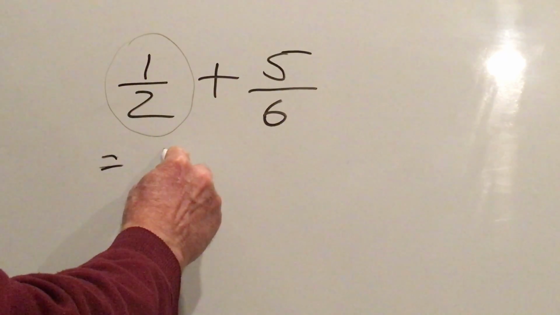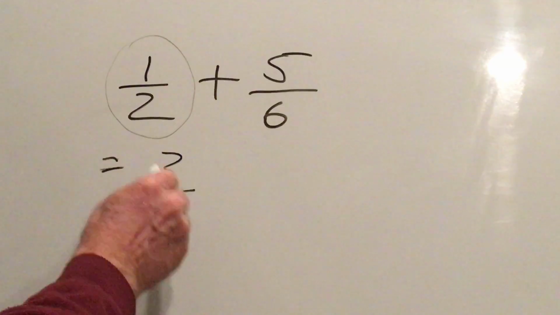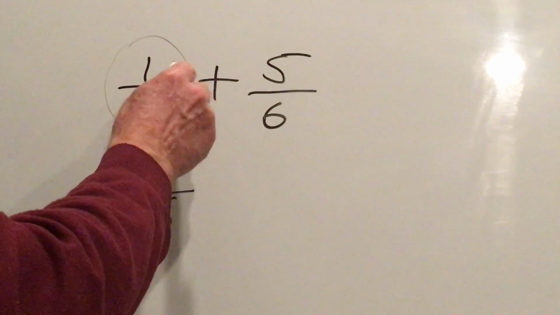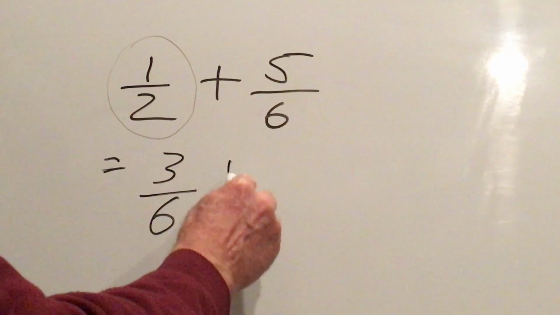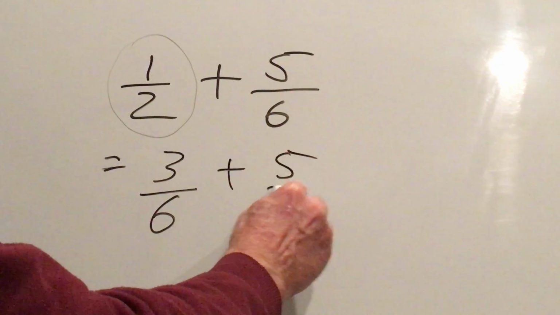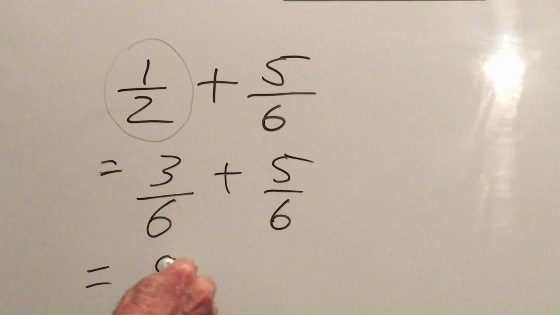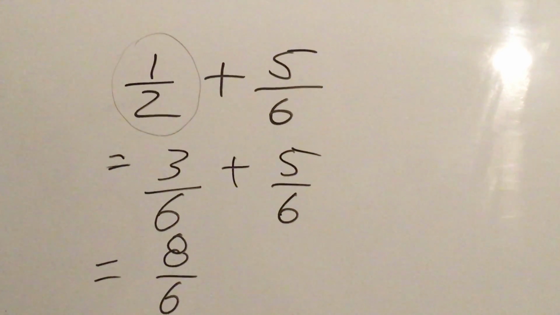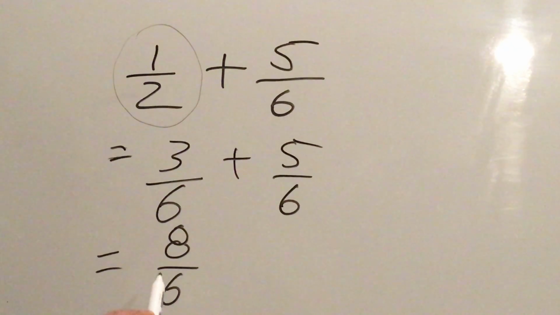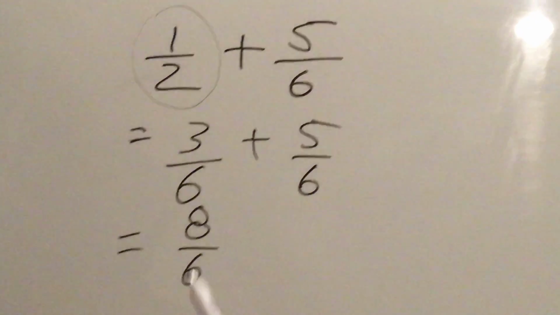So that will equal 3 times 1 is 3, 3 times 2 is 6. So that's the same as a half. So this 1/2 plus 5/6 equals 3/6 plus 5/6, which equals 8/6. That's your answer, but the teachers will want you to get it into the smallest possible denominator.